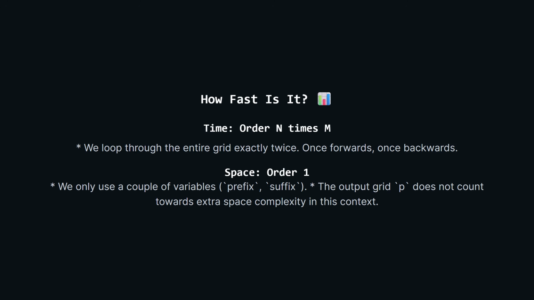Let's talk about performance. The time complexity is big O of n times m, where n is the number of rows and m is the number of columns. This is because we simply visit every cell in the grid exactly twice, which is highly efficient. The space complexity is O(1), or constant space. We do create a new grid for our final answer, but standard algorithm analysis usually doesn't count the required output space against you. Aside from that, we only use 2 small variables to keep our running totals.